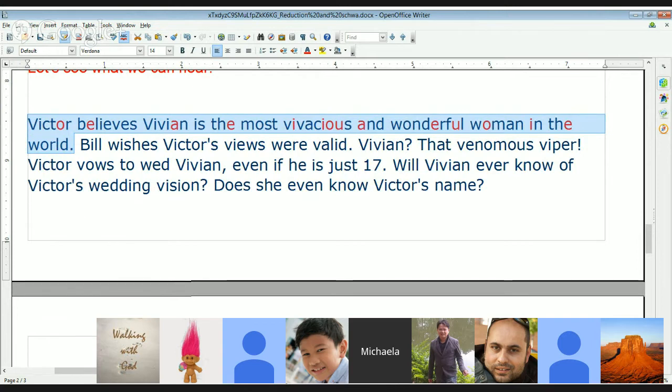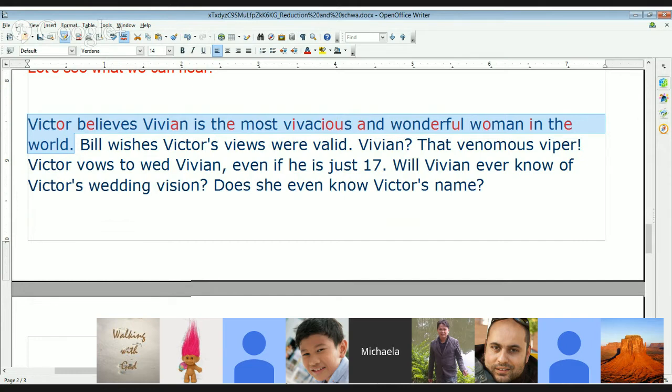Uni, go first. Pronounce the first line, giving us some good guttural schwa sounds for all of those highlighted vowels. Okay. Victor believes Vivian is the most vivacious and wonderful woman in the world. Great job. You could practice a little more with the word vivacious. Vivacious. Ignore all the spelling in English and just throw schwas in everywhere possible. Okay, vivacious.